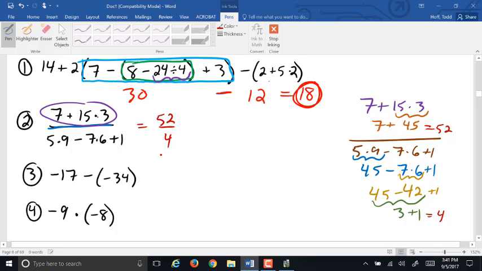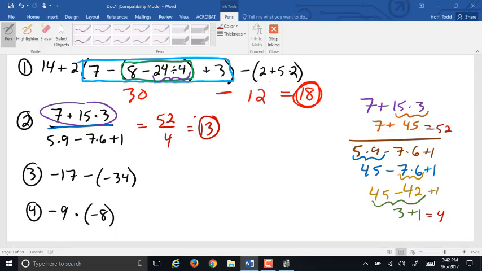Now what? We divide. 52 divided by 4 is 13. Good. Show of hands on those first two. How many got both of them right? I guess I should put my hand down because I screwed up the first one. That's not too bad. Okay.